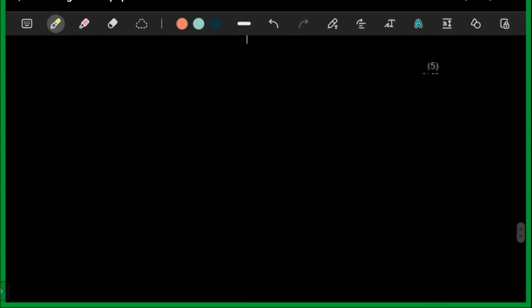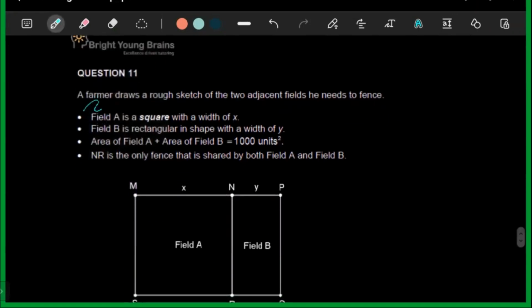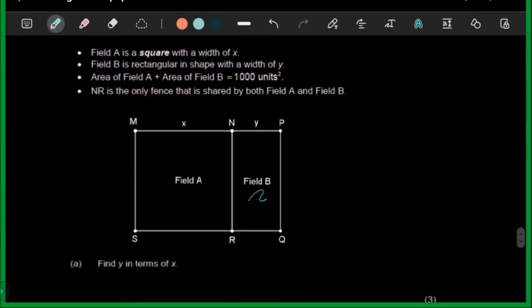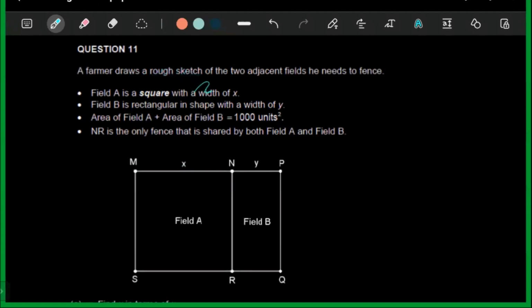So let's move on. Question number 11. What does question number 11 say? Question number 11 says, a farmer draws a rough sketch of the two adjacent fields he needs to fence. So he has two fields, field A and field B. He needs to put a fence around both of them. It says here, a farmer draws a rough sketch of the two adjacent fields he needs to fence.